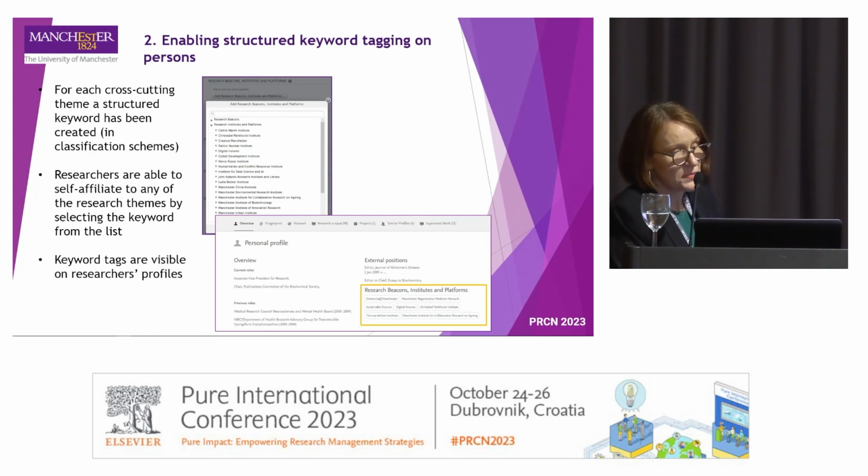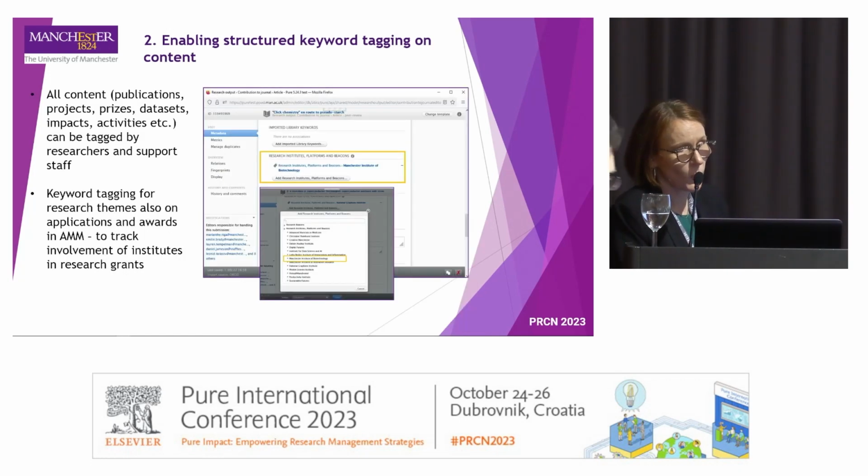And they are then visible on the researchers' profiles. As you can see there, we have a nice section, research beacons, institutes, and platforms. Researchers can affiliate to as many as are relevant for them. Then we also enabled the same keyword tagging on content. So all content that's visible on the portal, like publications, projects, prizes, and so on, can be tagged by researchers and support staff, the support staff who help researchers.